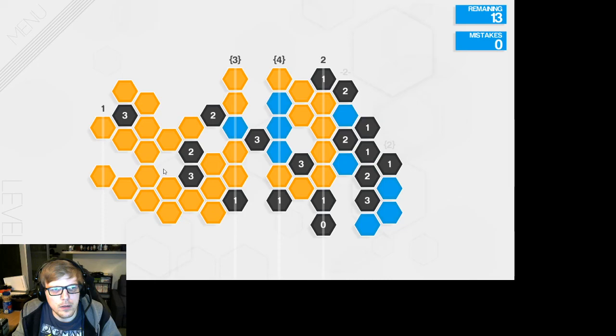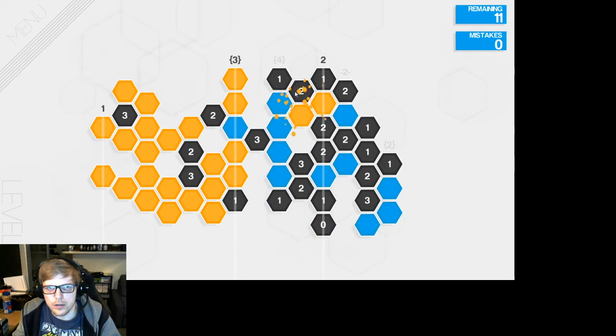Let's move over to this 2. So this 2 is already adjacent to 2. This 2 forces this one to be blue. This one is already adjacent. And now this one forces this one to be blue. Now we have our 4 in a row. So we know that this one can't be. And then grayed out. This one is adjacent.